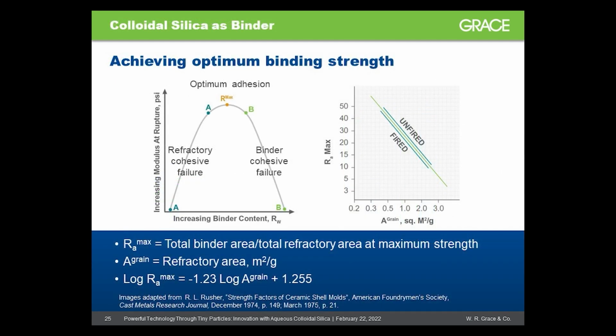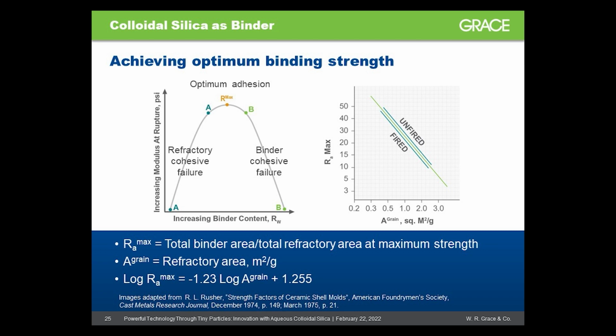R.L. Rusher in the DuPont laboratories studied the optimization of the refractory and binder system in detail. He found that there was typically an optimum concentration of the binder at which the modulus of rupture was maximal. With too low of binder concentration, the ceramic showed cohesive failure from poorly bonded refractory grains, while with too high binder concentration, the ceramic showed cohesive failure from the brittle silica phase. The optimum represents the concentration ratio where adhesive forces between the binder and refractory in the interfacial area are maximum.